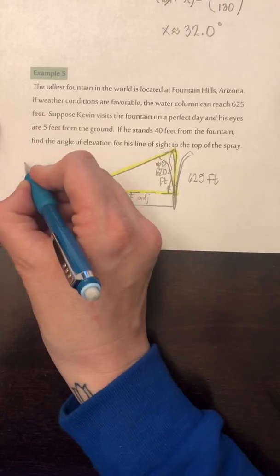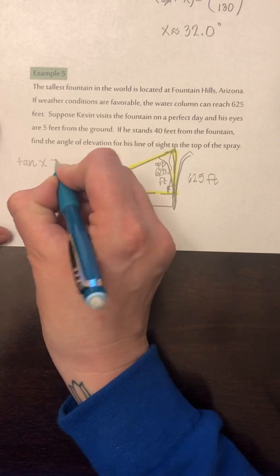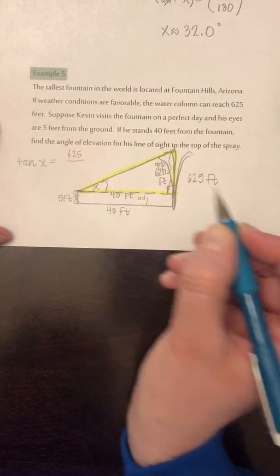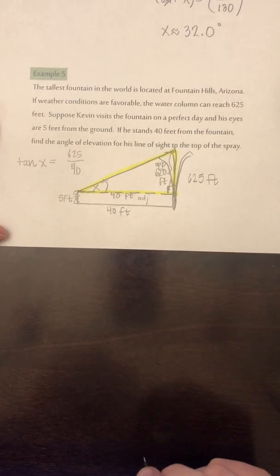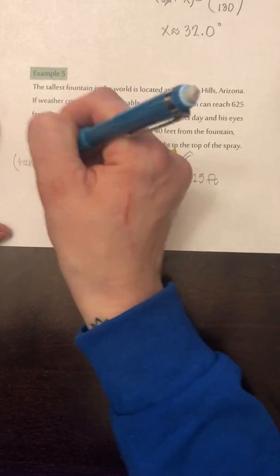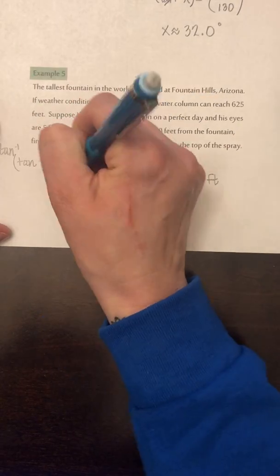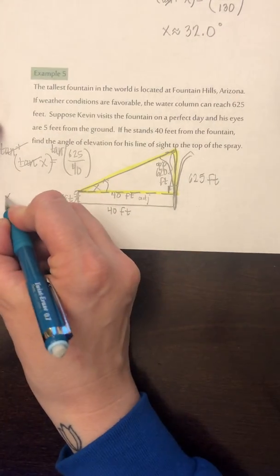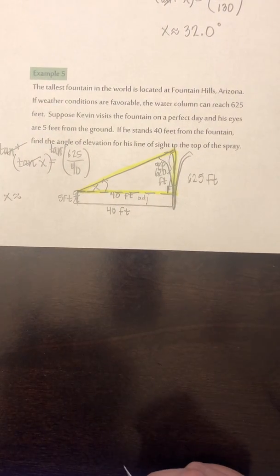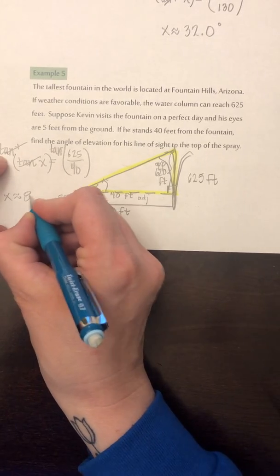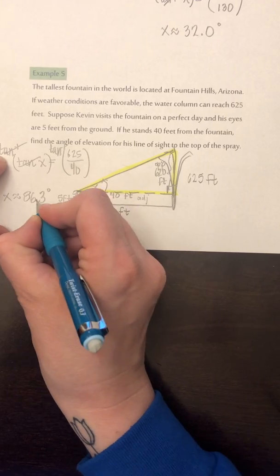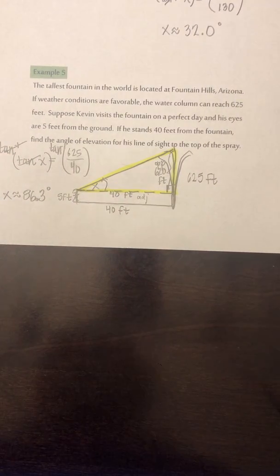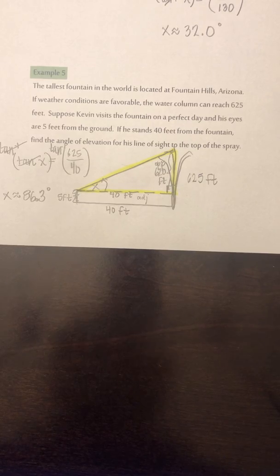So again, we're going to use tangent, so pretty easy to set this up. Tangent of angle X is equal to 625 over 40. Just like in the last problem, we need to get tangent to go away. So we're going to use the inverse tangent function on each side. That allows us to get X by itself, and then we're going to use a calculator. So inverse tangent of 625 over 40. We're going to keep doing to the nearest tenths place. And I am getting 86.3. Again, include degrees. That's our unit of measure because we are finding the angle.